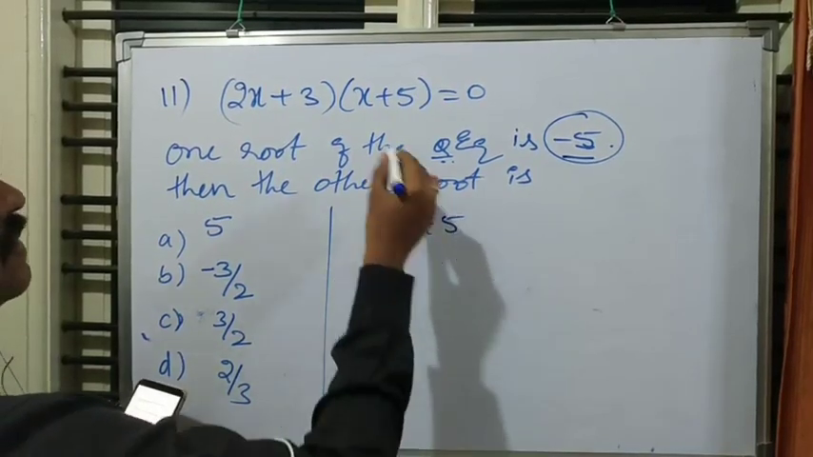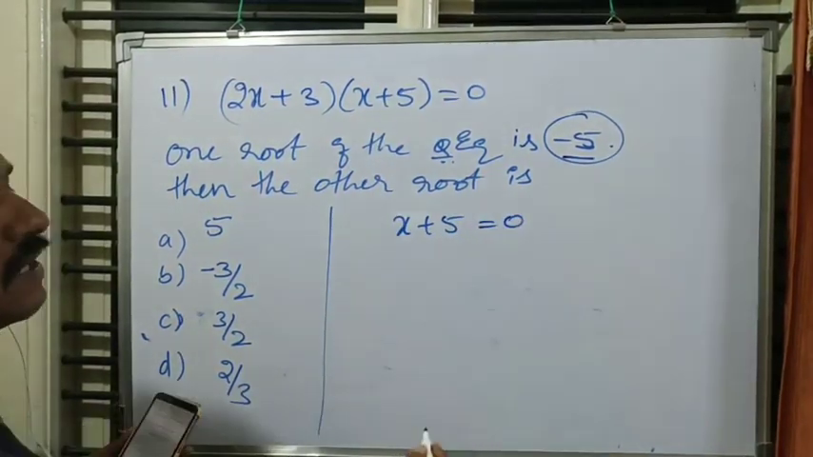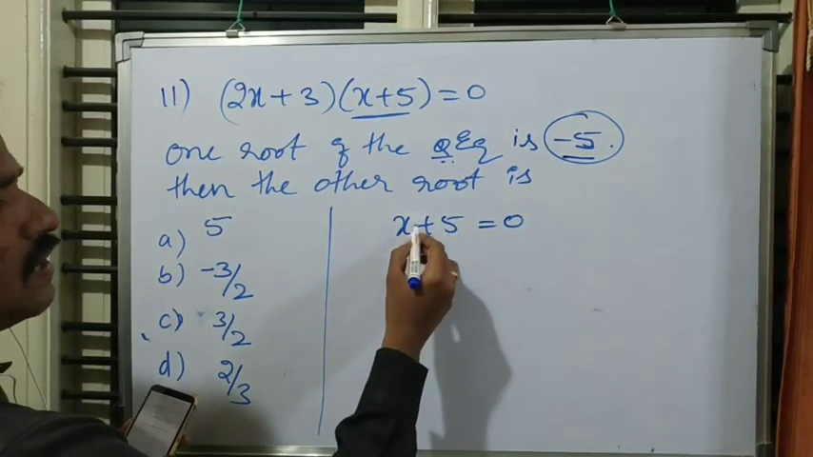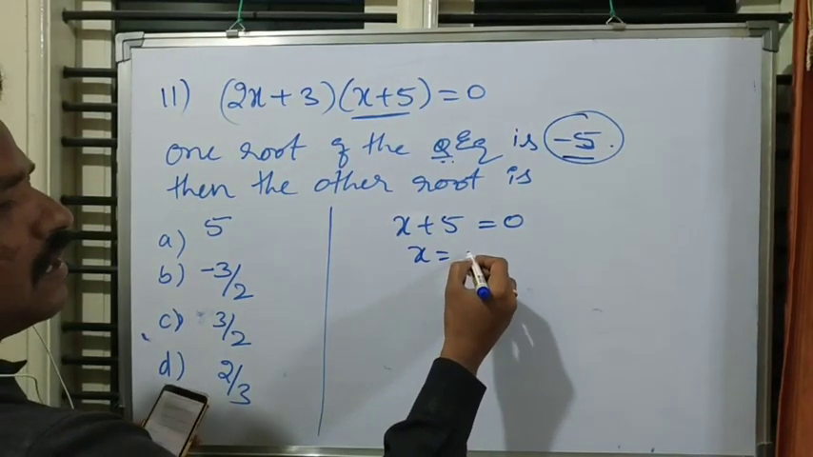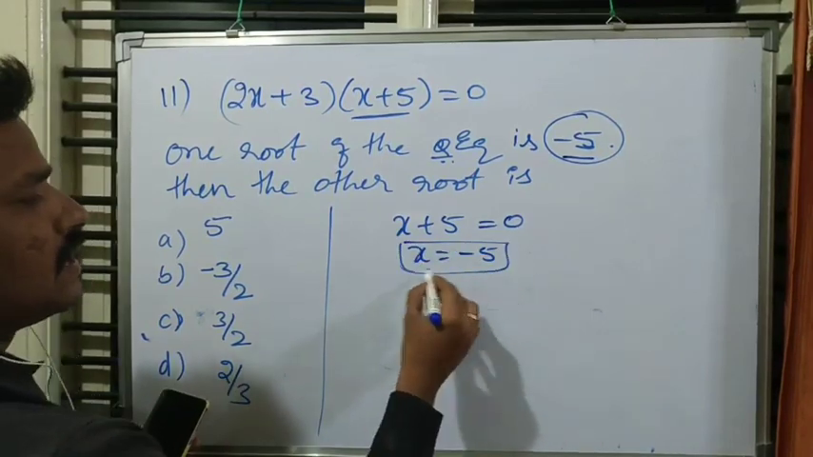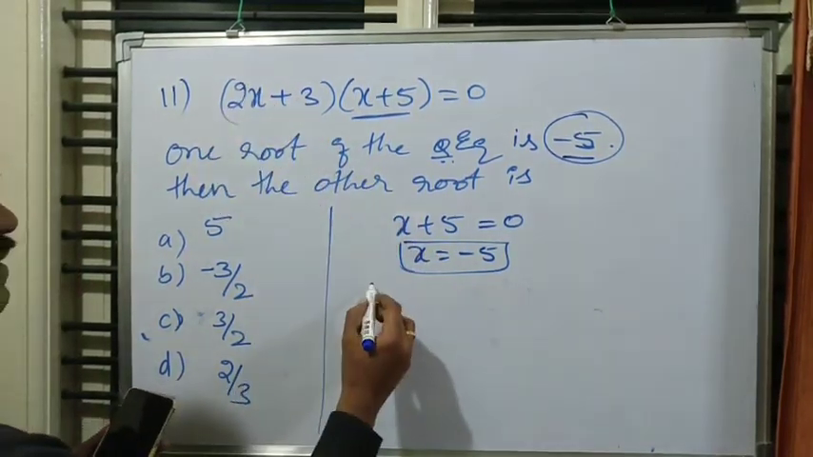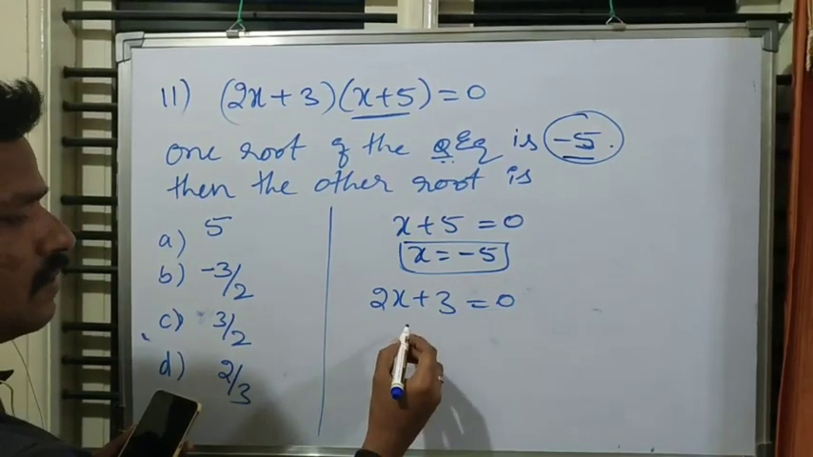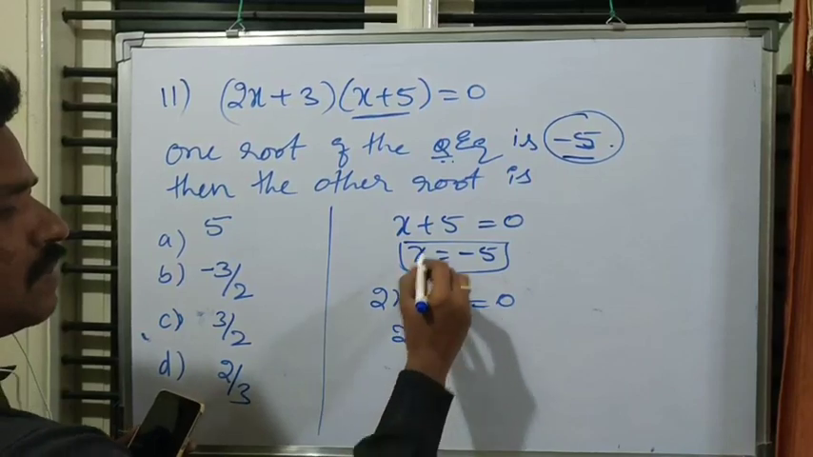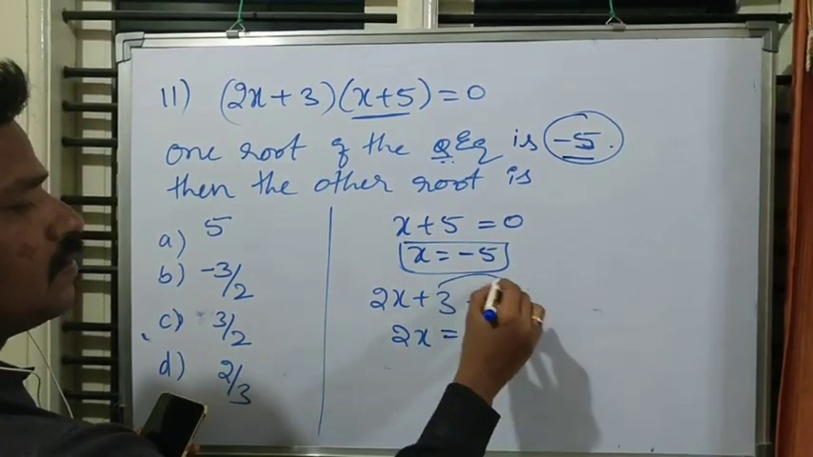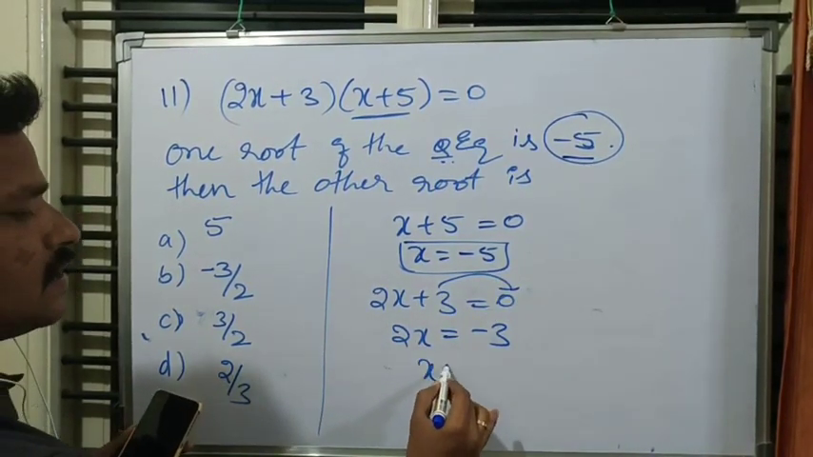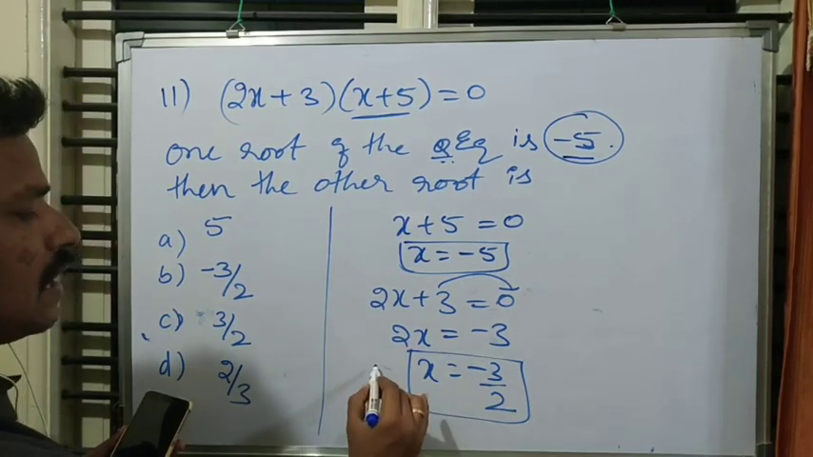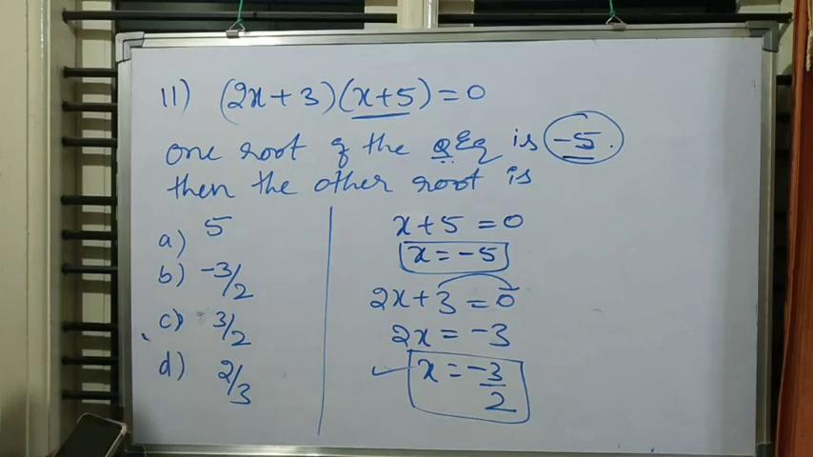See, there is x + 5. Equating that term with 0, then +5 goes to the RHS and becomes -5. This is already given. In the same way, equate the other term 2x + 3 with 0. Then 2x stays as it is, and +3 becomes -3 when you bring it to the right side. Then x is equal to -3 by 2. The 2 goes to the denominator, so the other root is equal to -3/2.